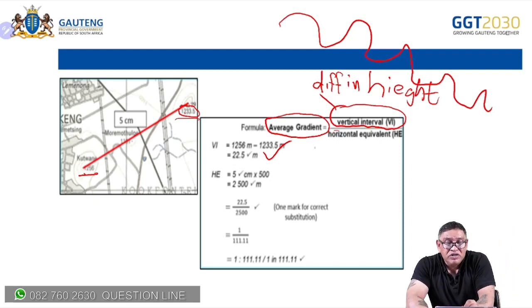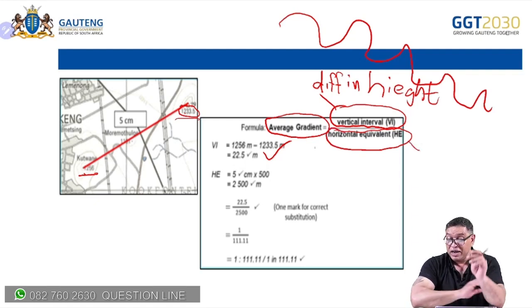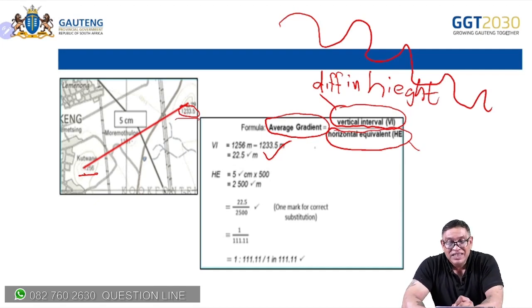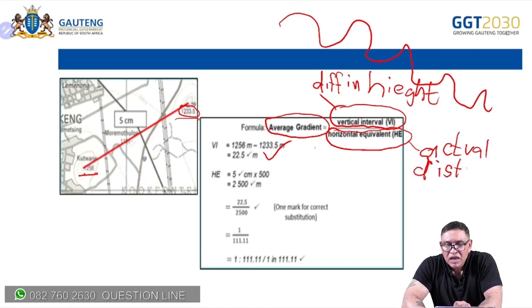What is the horizontal equivalent? We don't know why, learners, and just learn it like this so it makes it easier. It is the actual distance between the points.